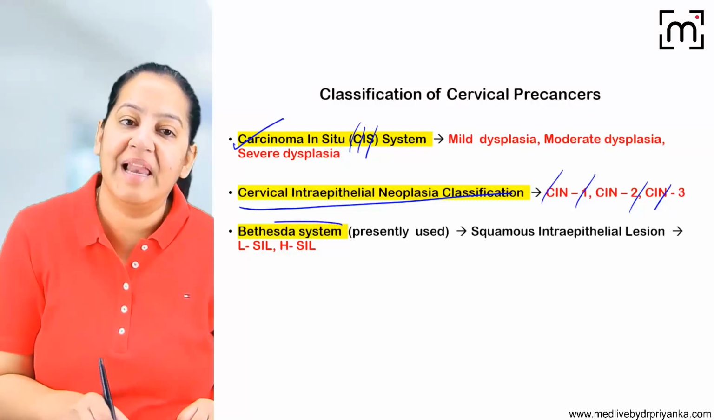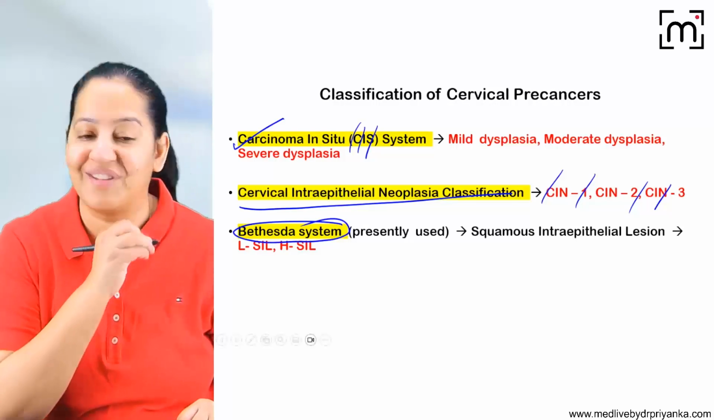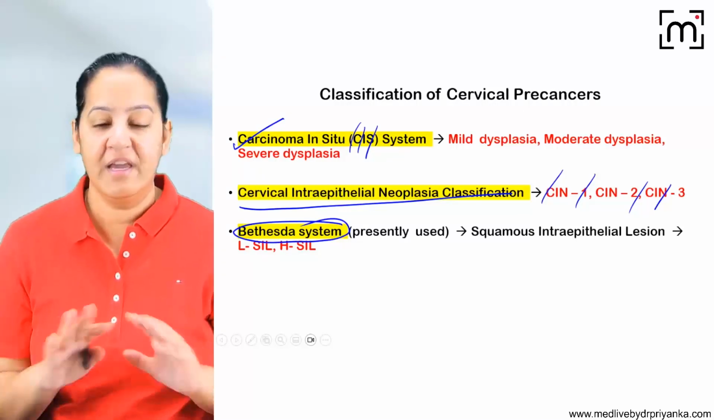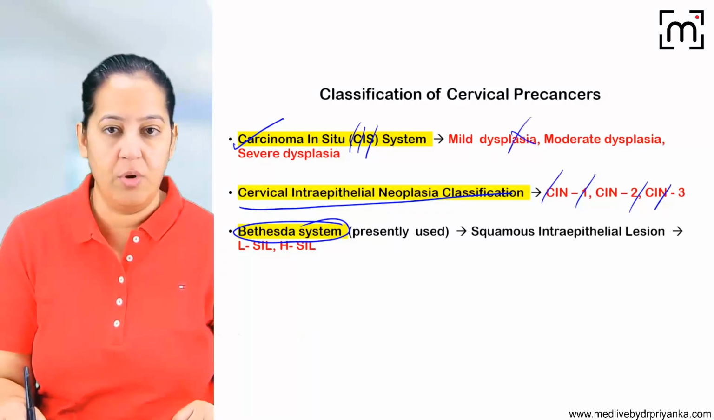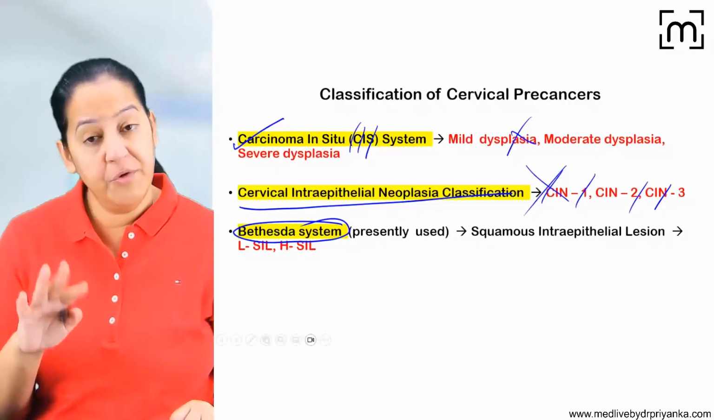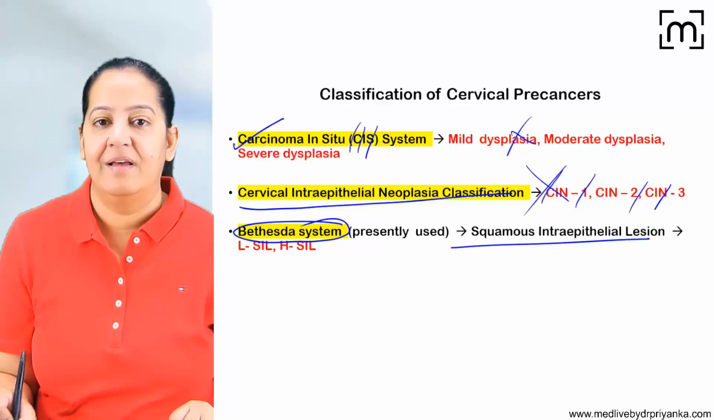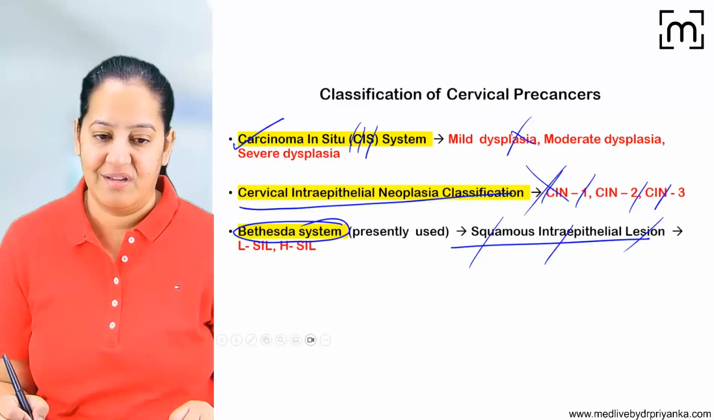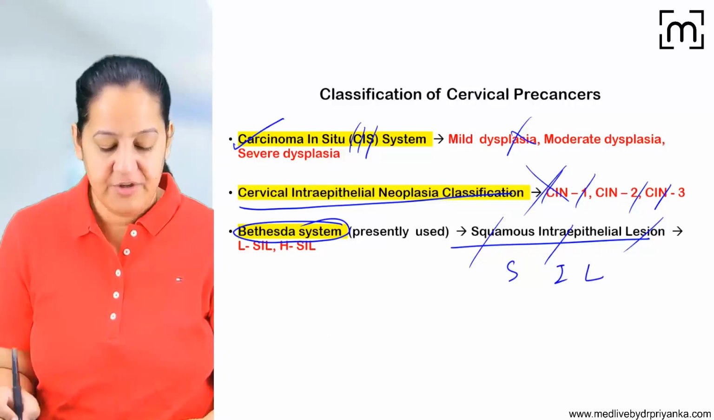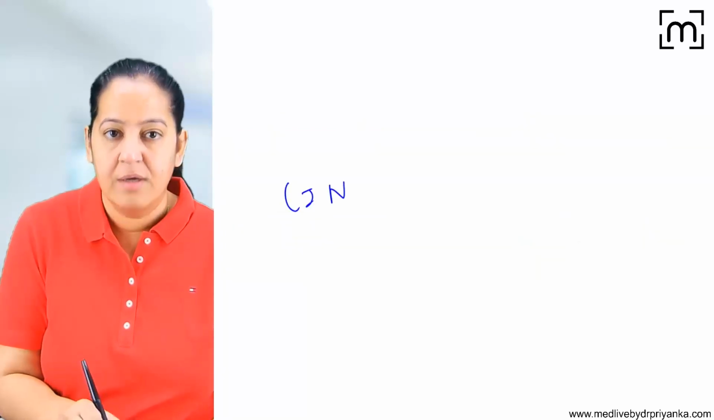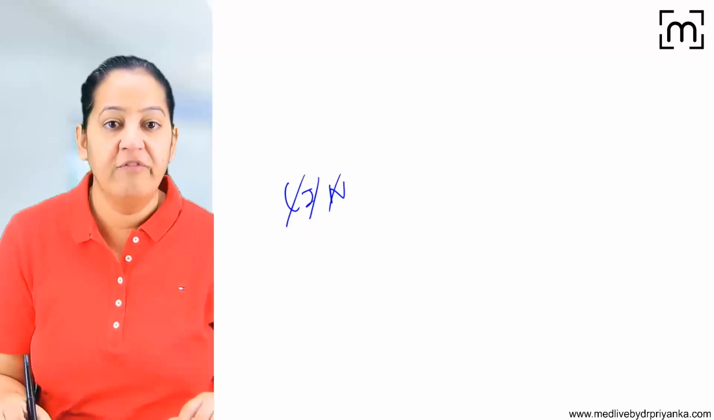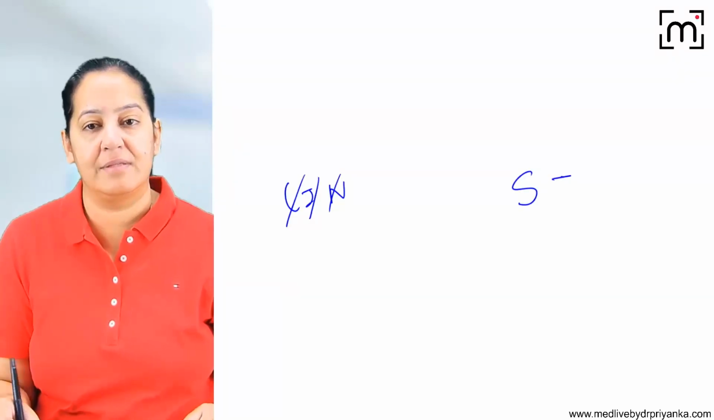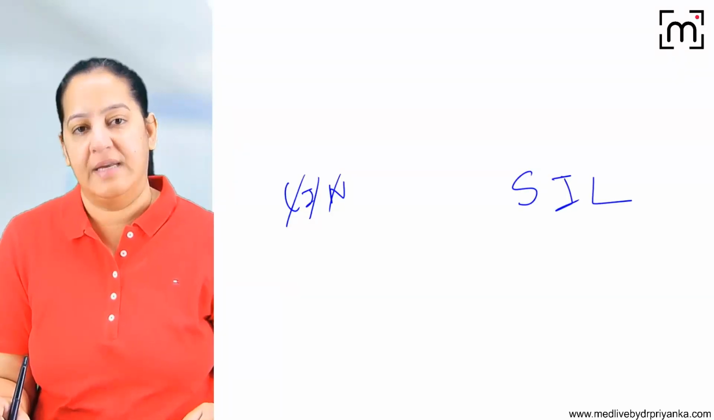Now coming to the latest, the last, the third classification: the Bethesda system. Here we don't use the term dysplasia, and we don't use the term CIN. We use a separate term, SIL, that is squamous intraepithelial lesion. We don't use cervical intraepithelial neoplasia; we use the squamous intraepithelial lesion, SIL.